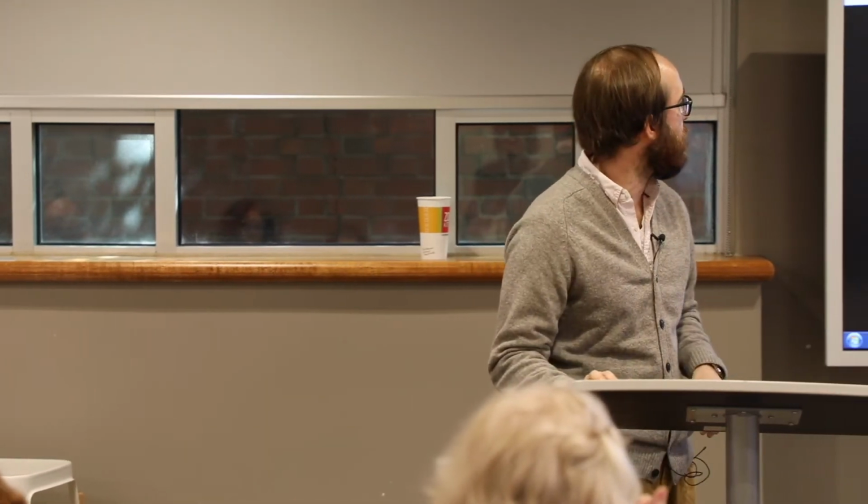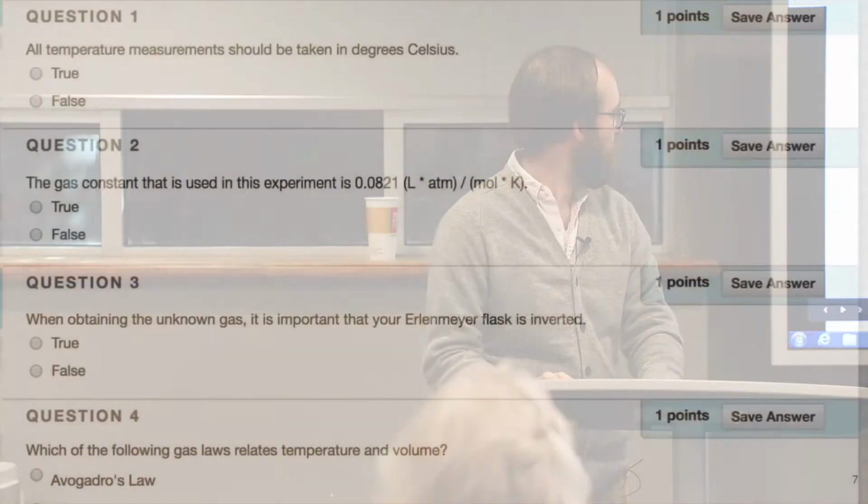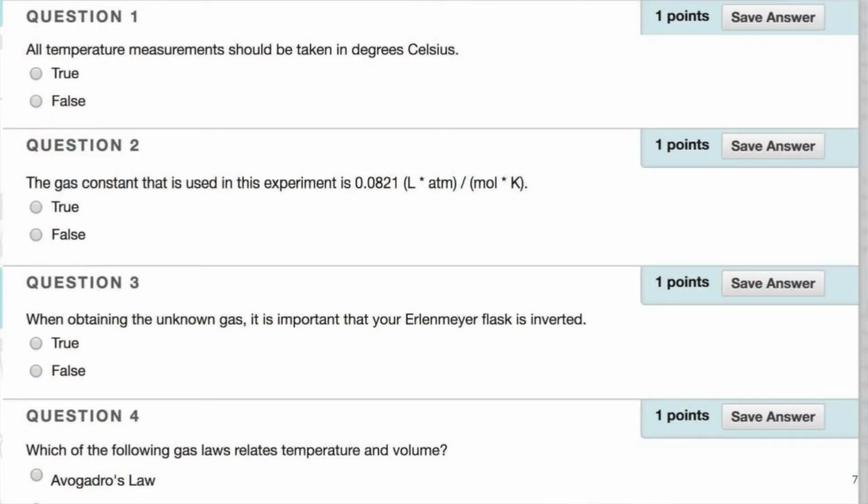So then there's finally the assessment. Here's an example of the assessment, and I'll talk about the format of it in just a moment. There are key topics that I want to make sure they understand.